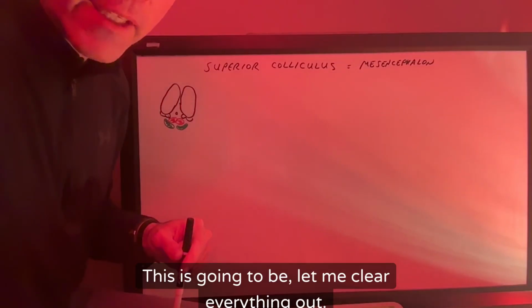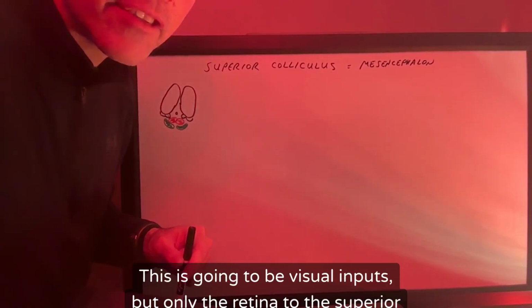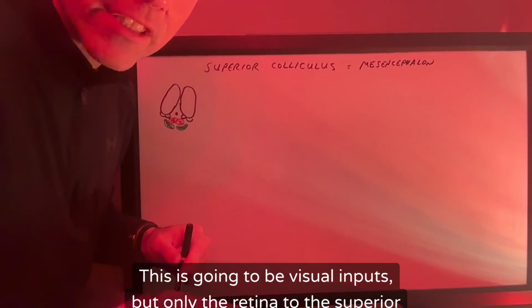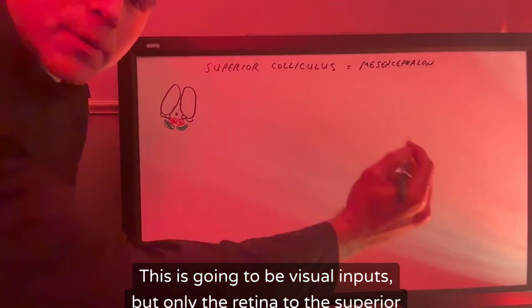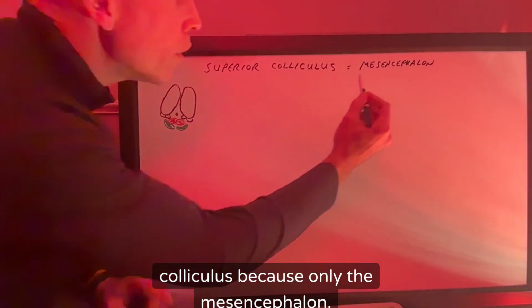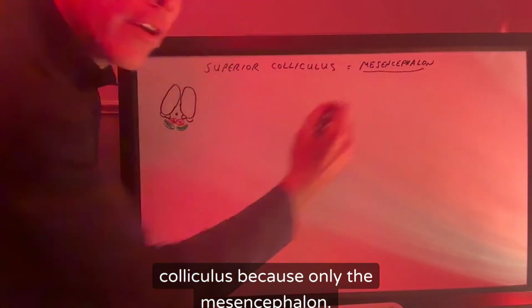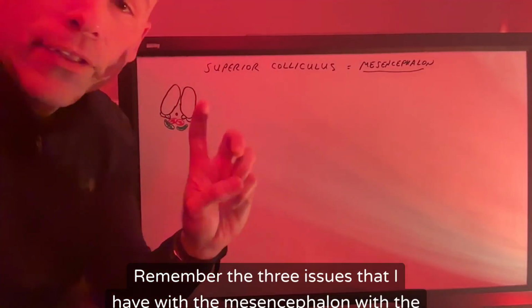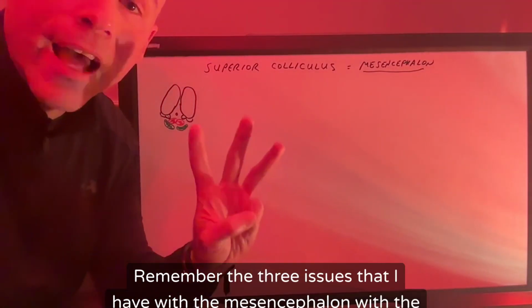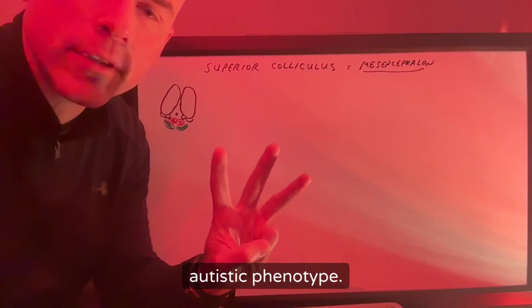This is going to be, let me clear everything out. This is going to be visual inputs, but only the retina to the superior colliculus, because only the mesencephalon. Remember the three issues that I have with the mesencephalon with the autistic phenotype.